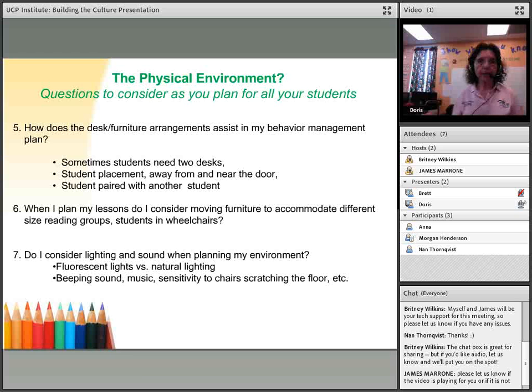Another thing to consider is, how does the furniture and the desk arrangement assist you in your behavior management plan? You're going to have those children who do not know where their body is in space. They're disorganized, they're all over the kid next to them. And so sometimes that child needs 2 desks. Yes, you're going to work towards hopefully getting them to consider 1 desk sometime during that year. But it's better to give them 2 desks than to have somebody next to them suffer and complain and have their materials all disorganized.